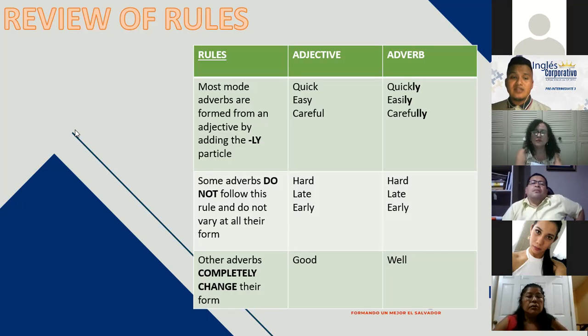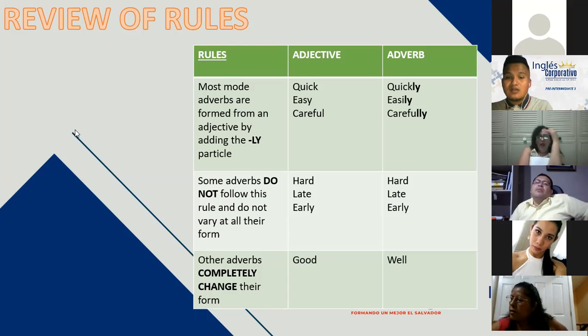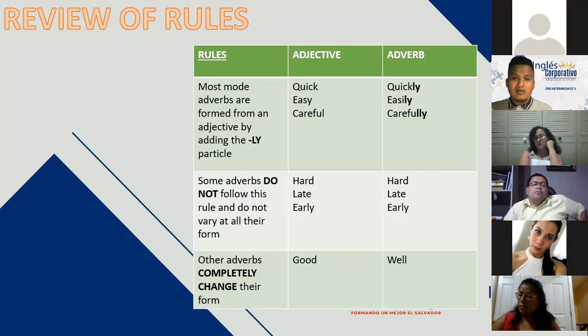The second one says that some adverbs do not follow this rule and do not vary at all their form. What does that mean? Algunos adverbios no siguen la regla de arriba, que le agregamos L-Y. They do not follow that rule. Ellos nunca varían en su forma. If you can notice there, we have the adjective hard and the adverb will be hard. We have the adjective late and the adverb will be late. We have also the adjective early, and the adverb will still be early.